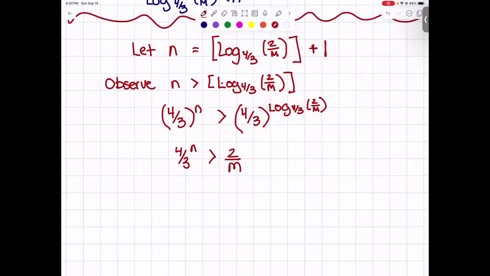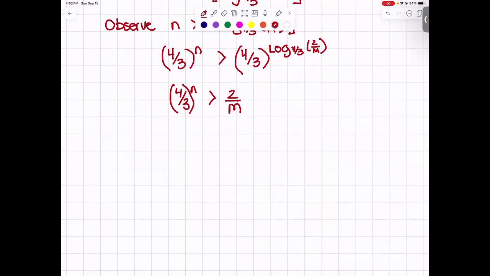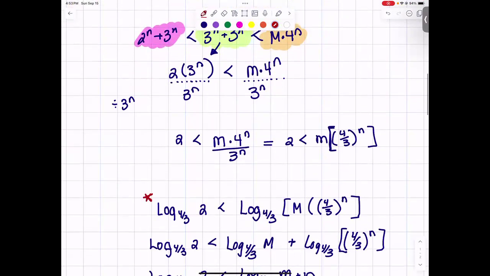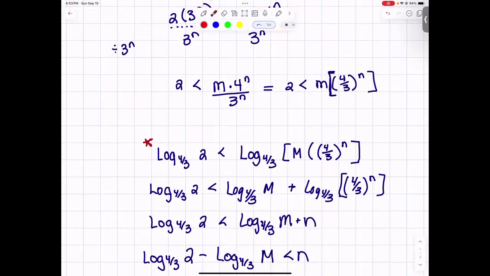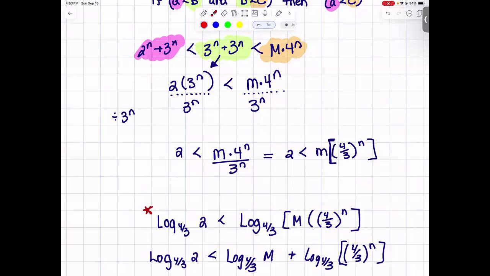So the next thing we're going to try to do here is distribute that exponent, because this exponent over here on the right-hand side, in order to actually see what we're trying to work toward, it will help if we have that exponent redistributed. So this is the same as saying 4 to the n over 3 to the n greater than 2 over m. And basically what we're doing here is we're just very slowly rolling back what we had before, right? We're redistributing that base as we had before, and we're just rolling back the changes that we made before.